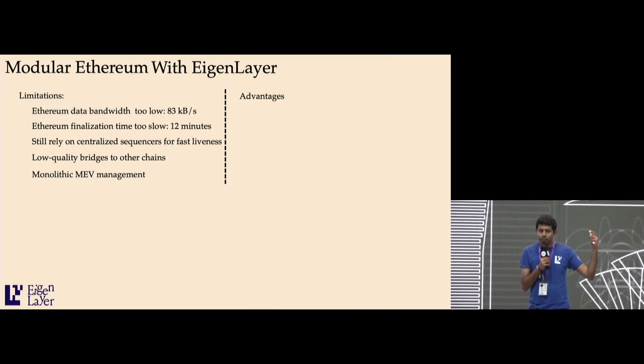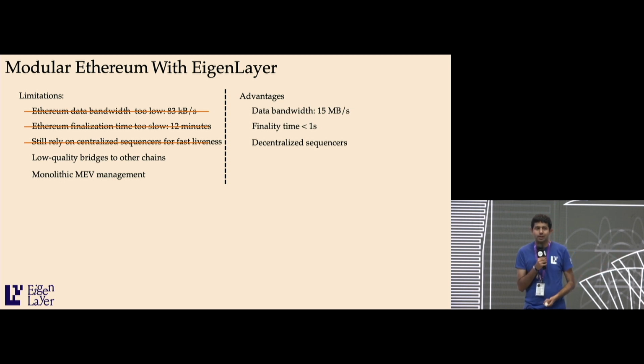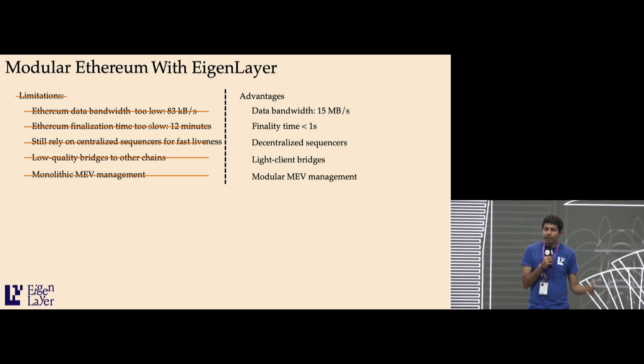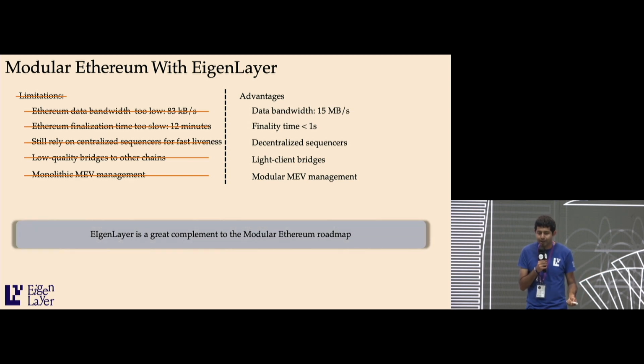Going back to the starting point, I pointed out many limitations on the Ethereum modular roadmap. Data bandwidth is low. We can solve it by building something like EigenDA. Finalization time is too slow. You can take a fast consensus protocol and throw it on EigenLayer, and you can get super fast finality. You can move from centralized sequencers to decentralized sequencers using EigenLayer. You can build very high quality bridges with very high economic security. And finally, you can build modules for doing sophisticated MEV management on EigenLayer.